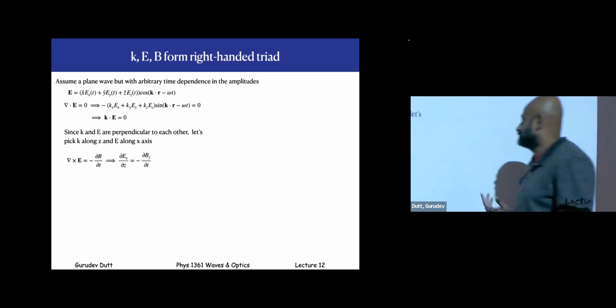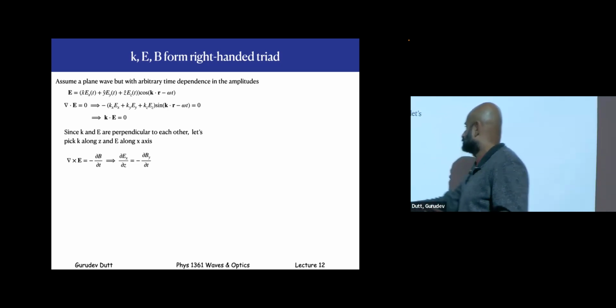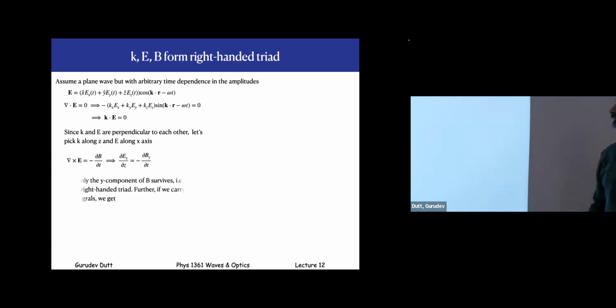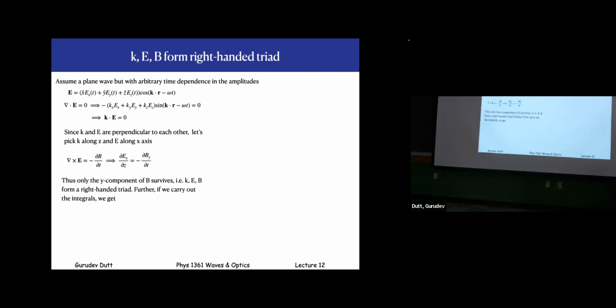So the only term that's left on the left-hand side is dou Ex over dou z, and that's the y component of that curl equation. So because it's the y component of the curl equation, on the right-hand side, I equate that to dou By over dou t. Again, you have to carry out the curl, so we won't go through all that math. But since only the y component survives, already we have shown that basically k, E, and B form a right-handed triad, because E is along the x direction, B is along the y direction, and k is along the z axis. Okay.